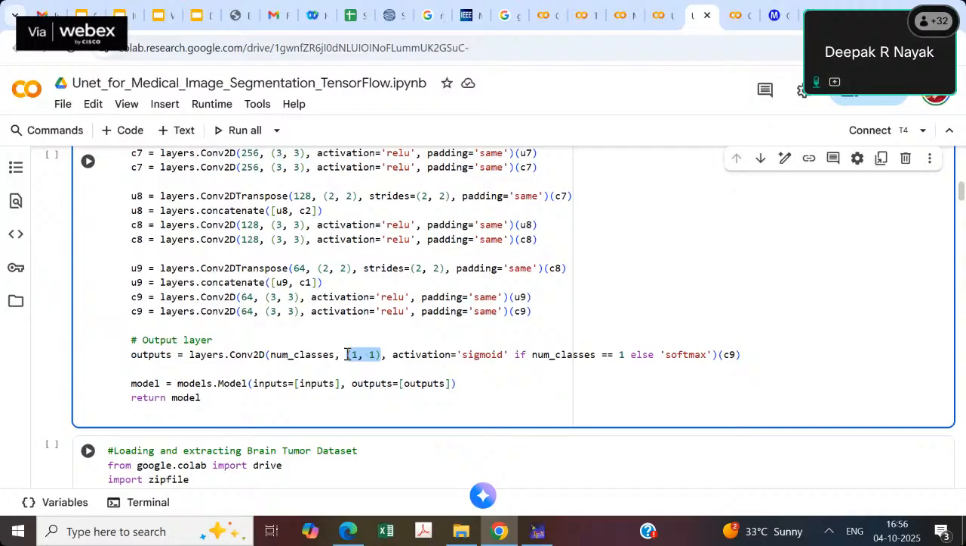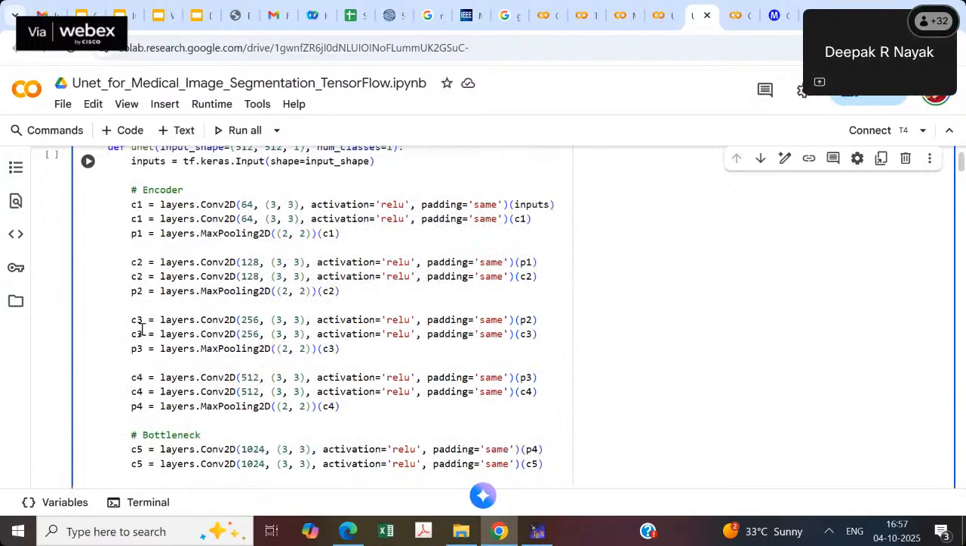If the number of classes is only 1, you can use sigmoid activation function over here. If the number of classes is more than 1, you can go for softmax activation here, right? We have also discussed that for every pixel, you will get a lot of probability values. It all depends upon the number of classes you are having, and then you can solve the problem. And this is how we have just now built a UNet model, right?